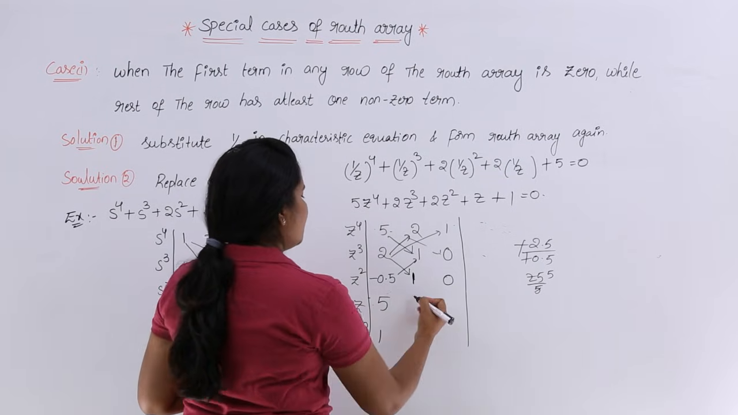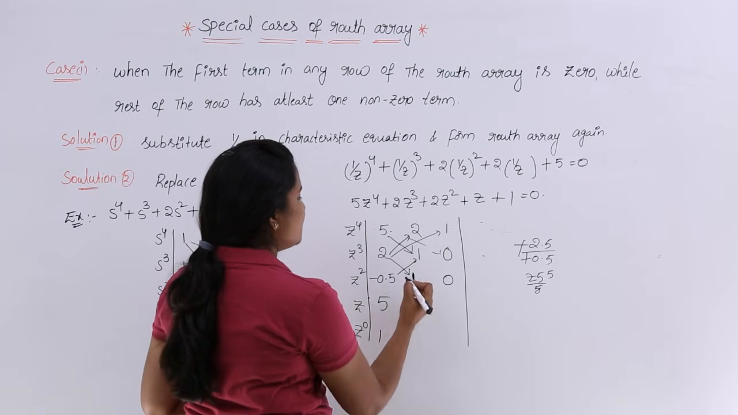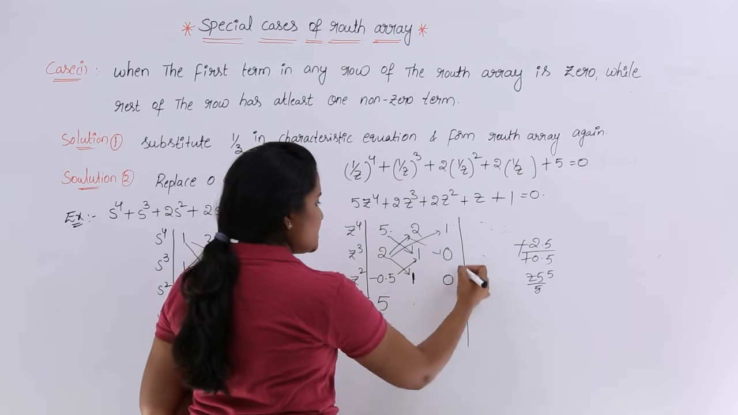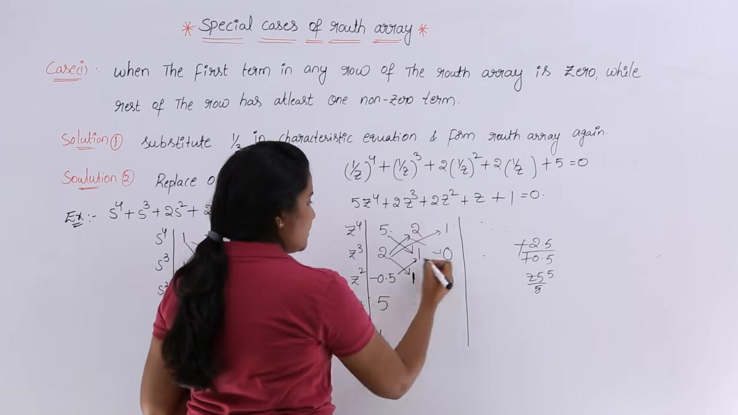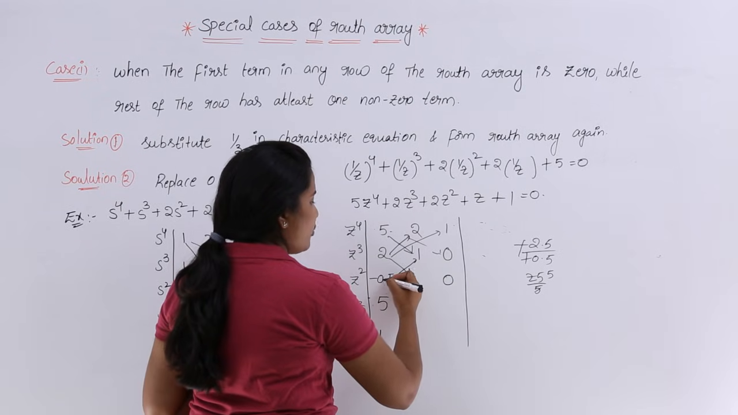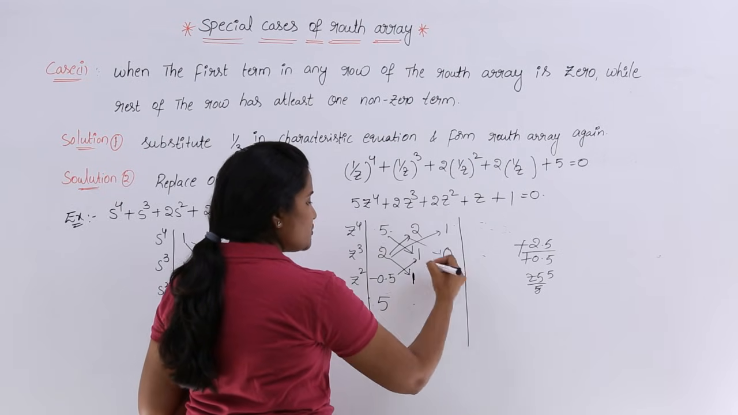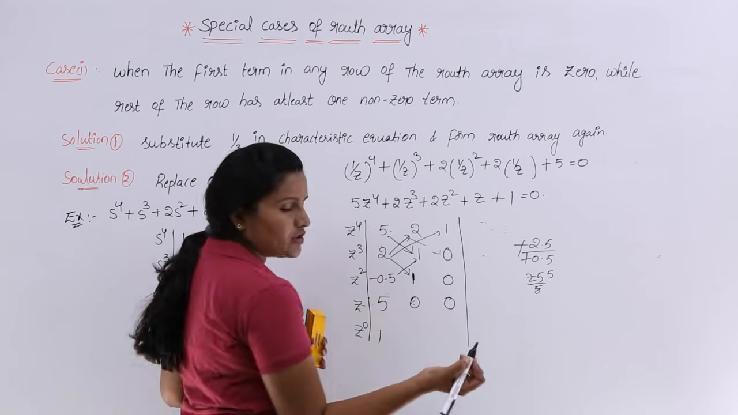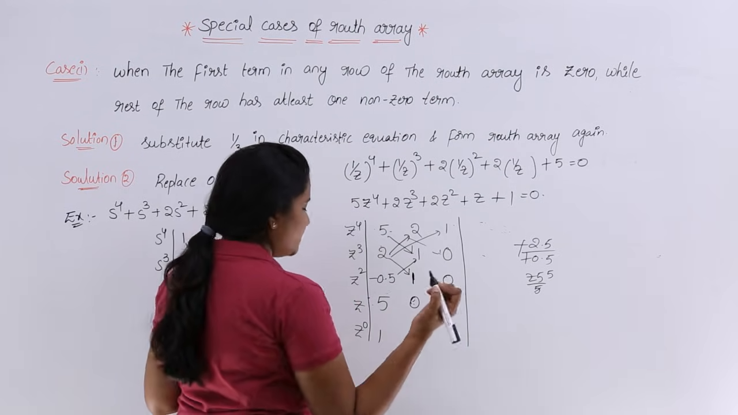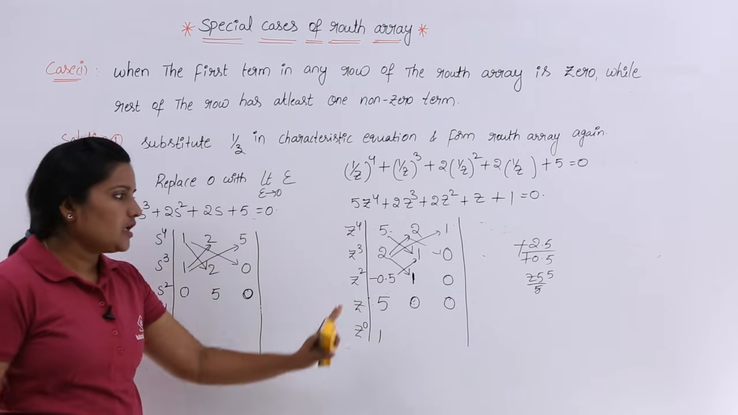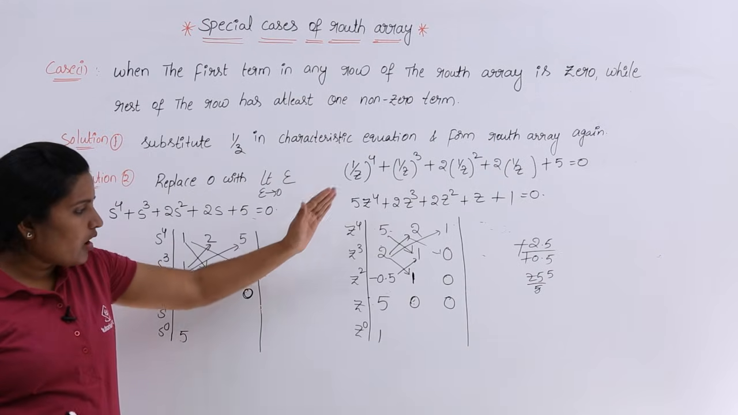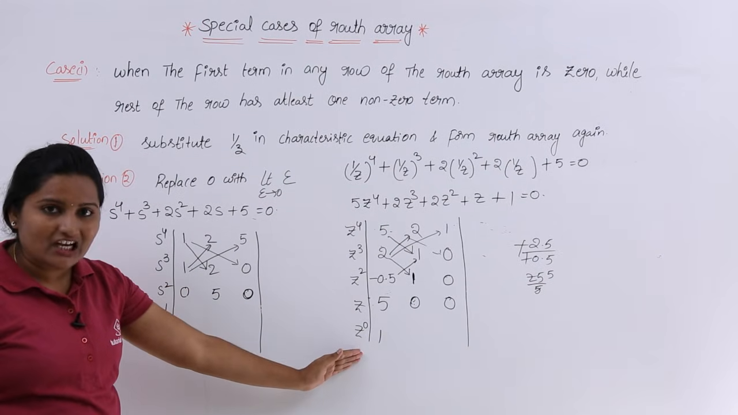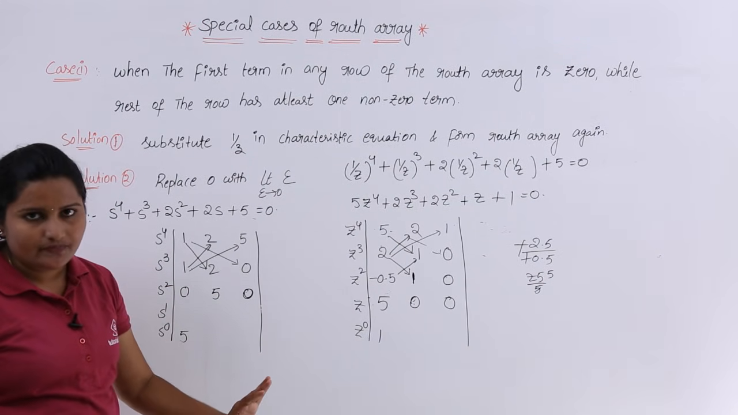And now here, if you consider the values of this column with this column, you can see these two are zeros: minus 0.5 into 0 minus 2 into 0 divided by minus 0.5. You are going to get 0 here and 0 here. And now here you are having A naught. Now this is the Routh array. So all the first column elements are non-zero now.